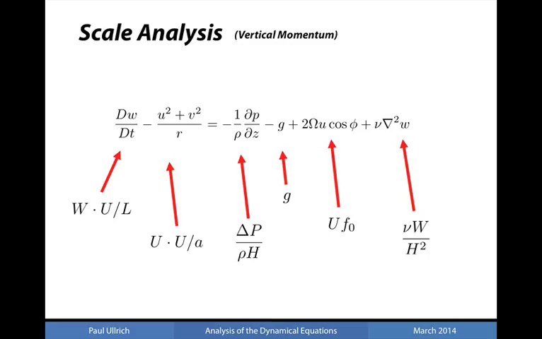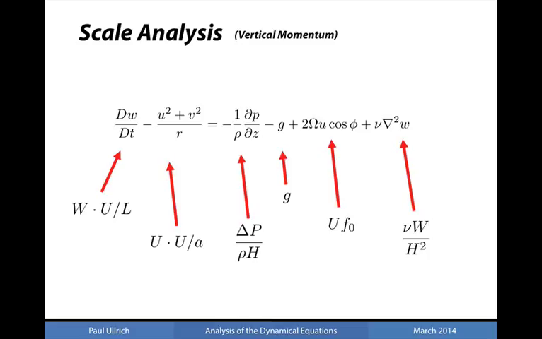Okay, let's look at the vertical momentum equation now. Well, we apply the same analysis technique as before. We have dw/dt, which is the vertical acceleration. This has scales of w times u over L, again obtained from w over t, where our time scale is L over u. We have a curvature term, which looks like u squared over a.